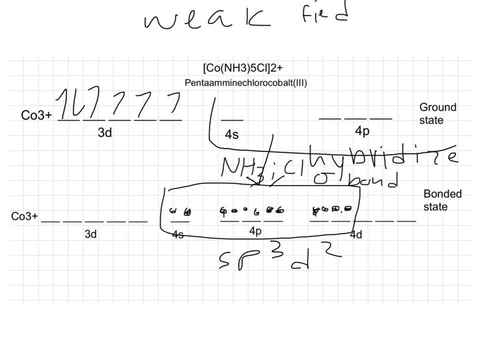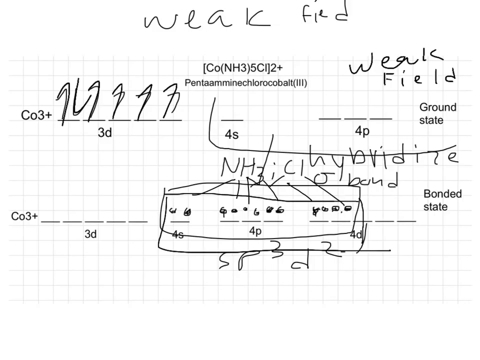And then we would show NH3 and chlorine sigma bond. So 1, 2, 3, 4, 5, and this would be chlorine. And there you have it. This is your valence bond theory. It is a weak field, so we do not need to go into an excited state. Therefore, the shape is octahedral sp3d2.